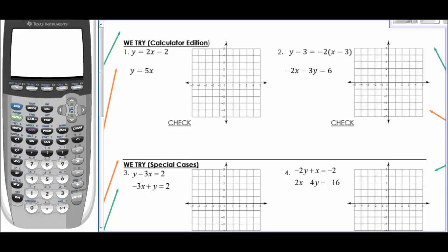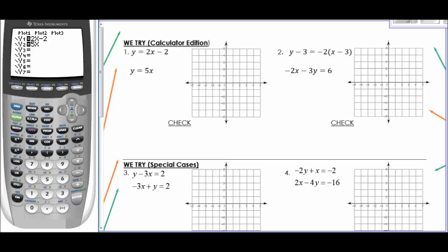Okay, so if I want to, I can do this very easily in the calculator as long as these are actually in slope-intercept form. On this first one, they are. So I'm going to start off just by going to y equals and typing in my equation. I'm going to type in 2x minus 2. And as my second equation, I'm going to type in 5x. I want to figure out where these two hit each other.